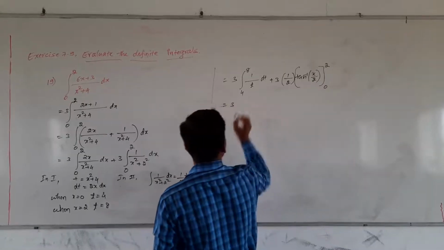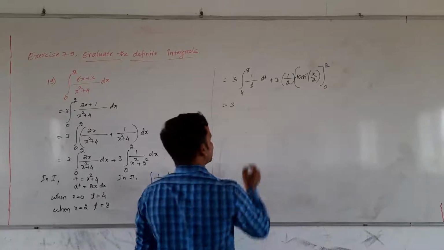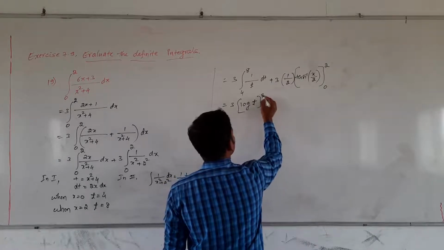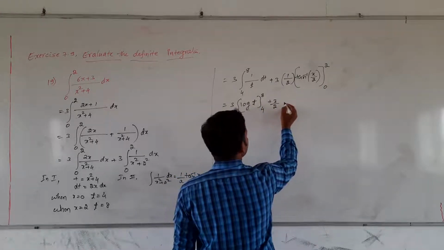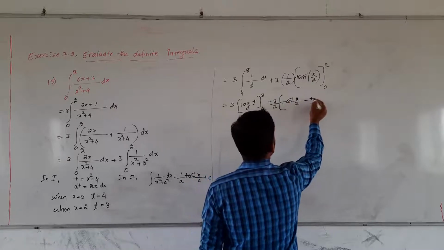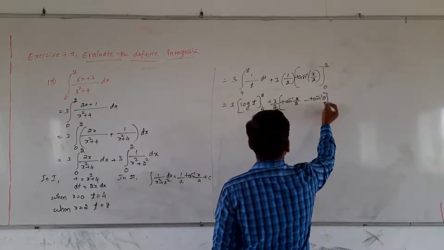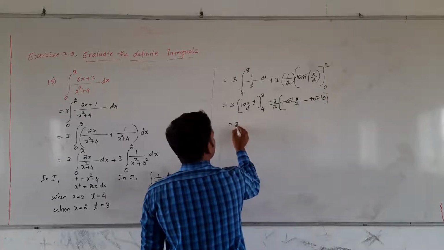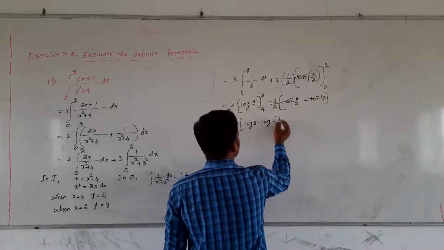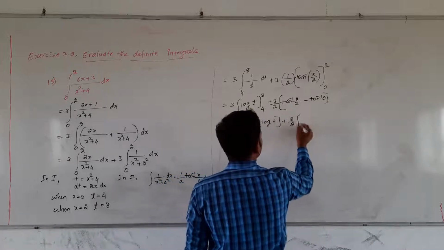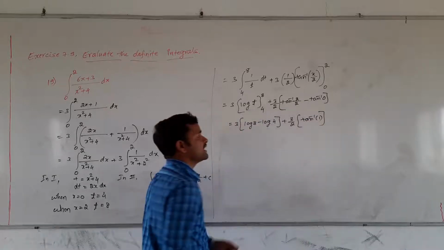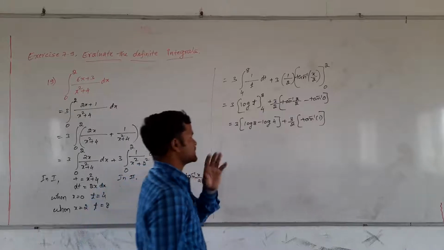Next, it is 3 into, what is the integration of 1/t? We know it as log t, from 4 to 8, plus 3/2 into, we will substitute the upper limit, tan inverse of 2/2 minus tan inverse of 0/2, it is 0. We have 3 into (log 8 minus log 4) plus 3/2 times (tan inverse of 1 minus tan inverse of 0). Tan inverse of 0 is 0.